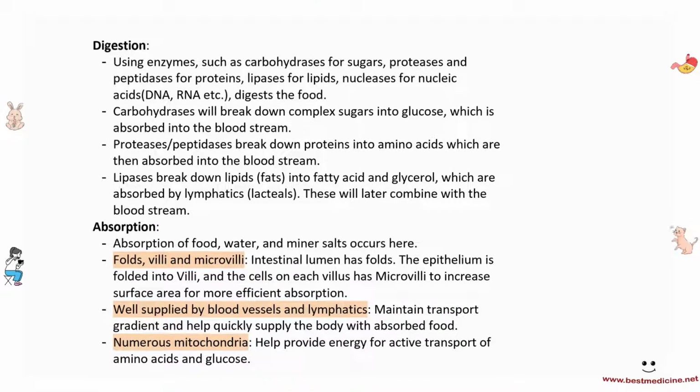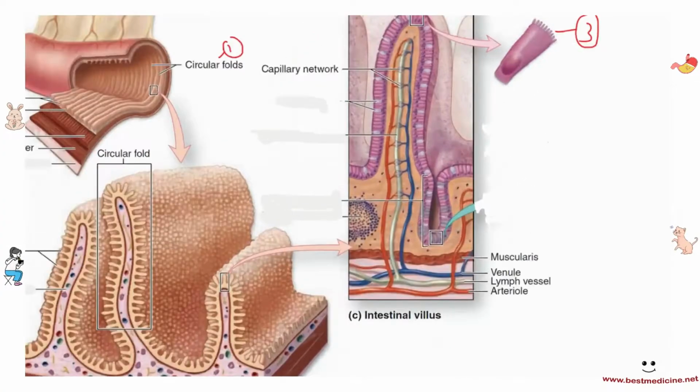Digestion, using enzymes such as carbohydrases for sugars, proteases and peptidases for proteins, and lipases for lipids, together with bile, and nucleases for nucleic acids. The small intestine helps digest the food. Carbohydrases break down complex sugars into glucose, which is absorbed into the bloodstream. Proteases and peptidases break down proteins into amino acids, which are then absorbed. Lipases break down lipids into fatty acids and glycerol. Fatty acids and glycerol actually don't enter the blood vessels, they enter the lymphatics.